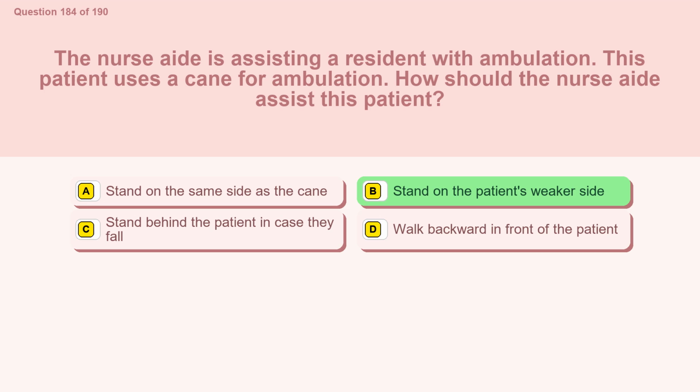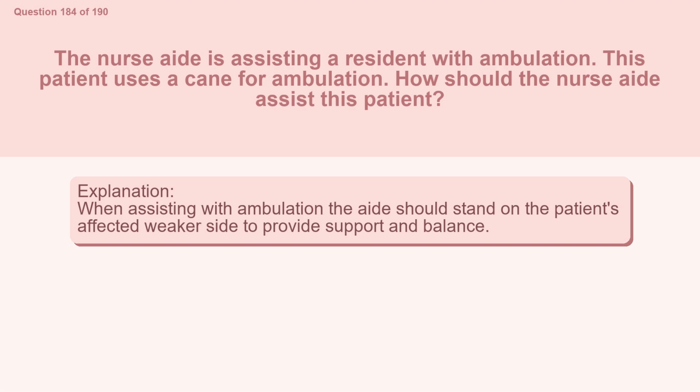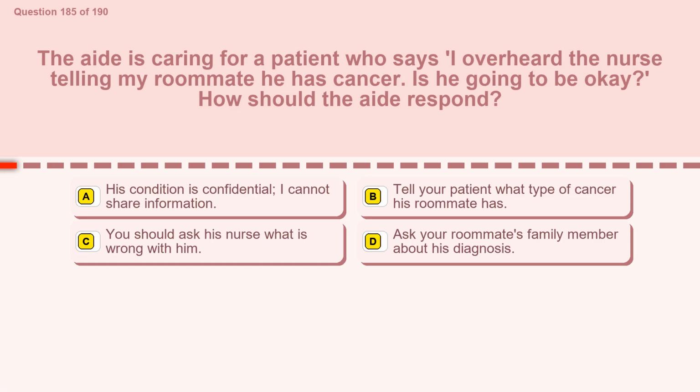The correct answer is option B: stand on the patient's weaker side. When assisting with ambulation, the aide should stand on the patient's affected weaker side to provide support and balance. Question 185. The aide is caring for a patient who says, "I overheard the nurse telling my roommate he has cancer. Is he going to be okay?" How should the aide respond?